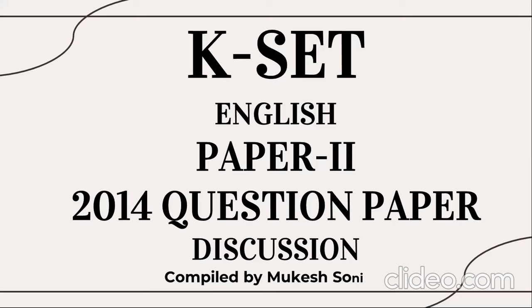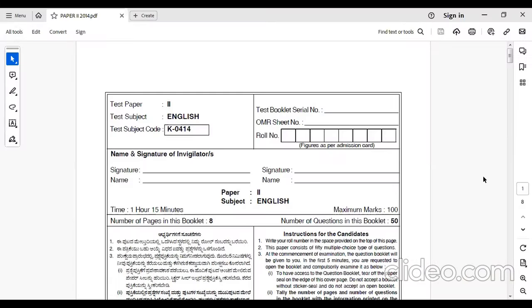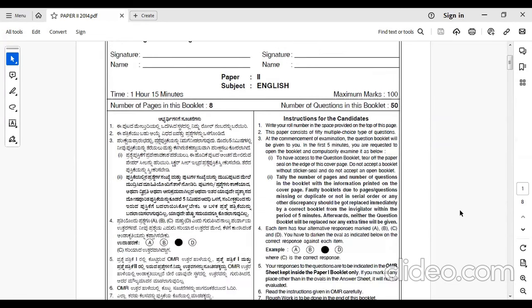Now the answers for this question paper are based on the answer key given by the exam coordinating university, that is the University of Mysore. So let's begin the discussion of the 2014 question paper of KSET English paper 2. And in this question paper, along with the questions and answers, we shall have a discussion of some extra information with respect to the particular question. So this is the question paper of the 2014 KSET examination, Karnataka State Eligibility Test, English paper 2.